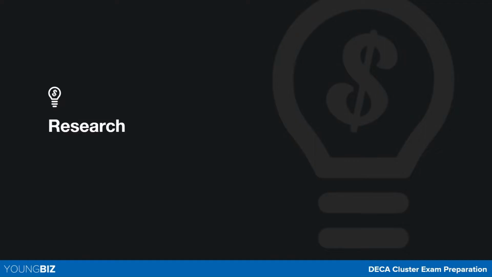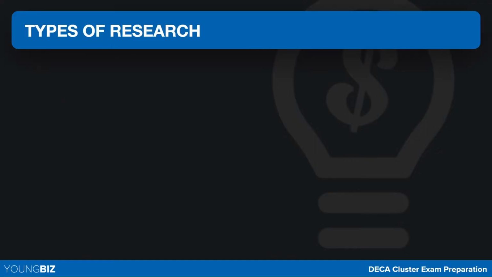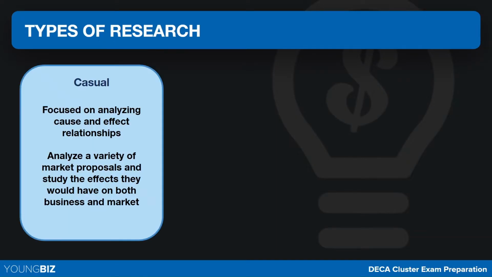There are many ways a company can conduct research. However, I will address the six main ways. First, we have casual research. When analyzing market proposals, it's crucial to understand the cause and effect relationships at play. For example, introducing a new product line could boost sales and increase production costs. Similarly, a change in pricing strategy could attract more customers, but might reduce profit margins. By studying these effects, businesses can make more informed decisions that balance growth and profitability.